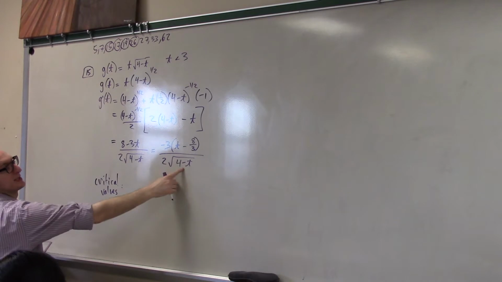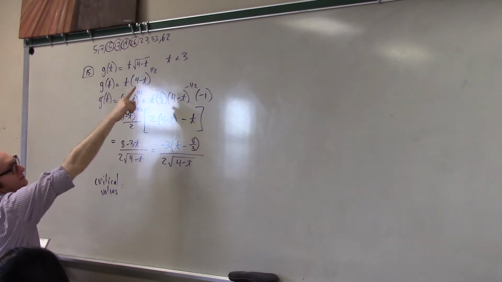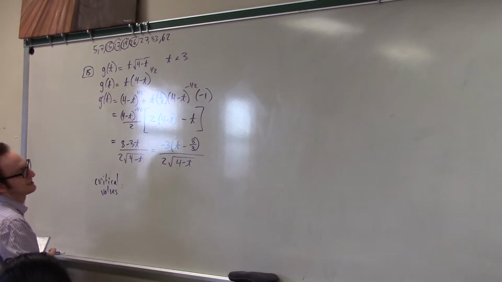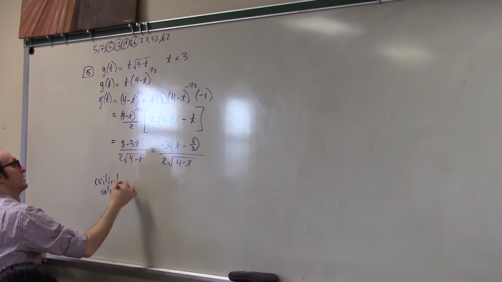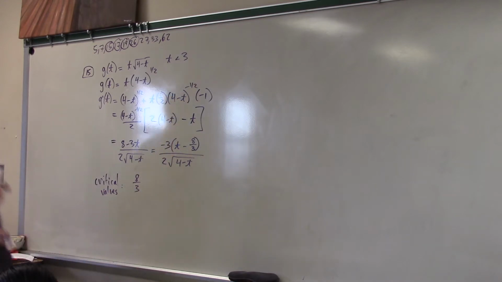Well, the derivative is going to not exist at 4, but for some reason they want me to only consider numbers less than 3. So when is the derivative going to be 0? At 8/3. So the only critical value is 8/3. Cool? Okay.